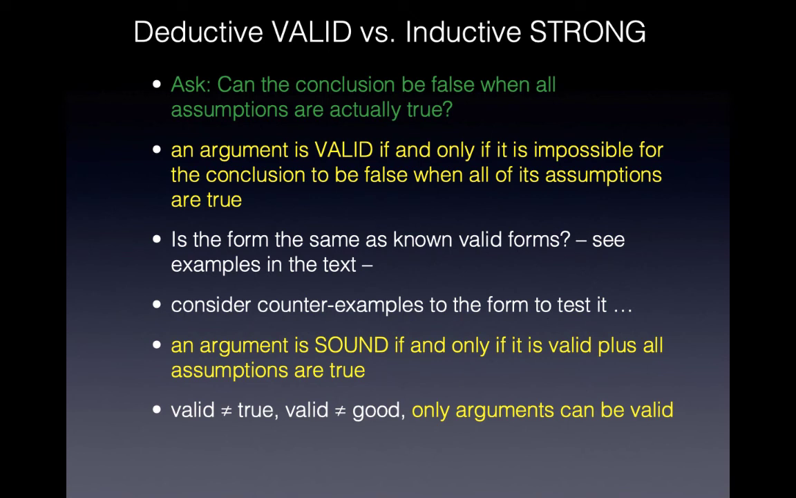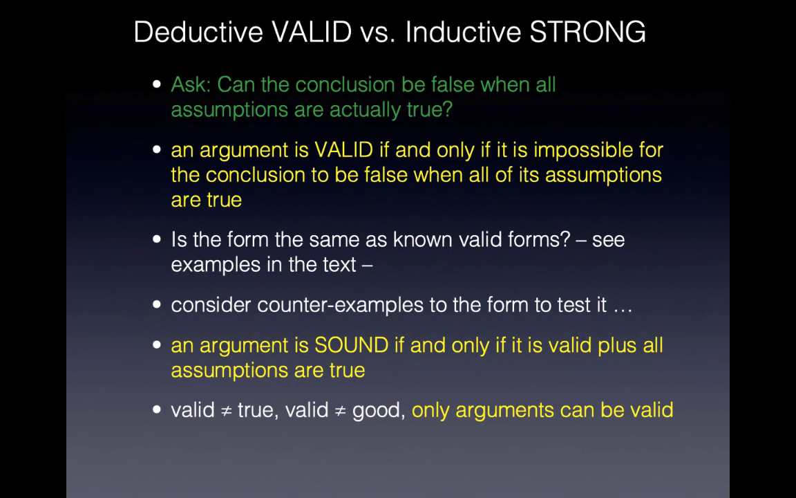We have to ask whether the form is the same as known valid forms. For example, those forms in the text, section 1.3, and on the worksheet that I have for you in the module. We need to consider counterexamples to the form in order to test argument patterns, and in particular, argument assumptions. We're going to focus on conditionals, hypotheticals.